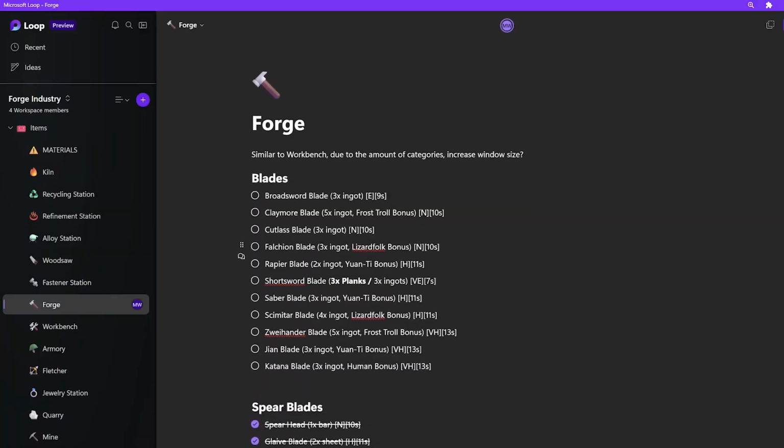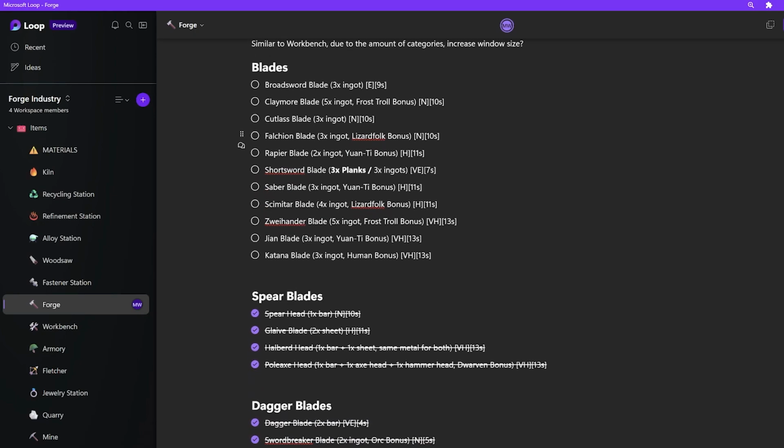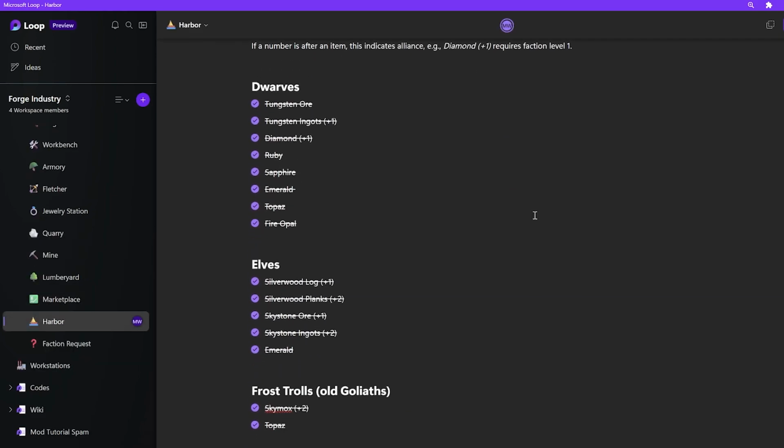What we do use is Microsoft Loop, which is basically Microsoft's alternative to Notion. It's free right now, but it's still very early in beta.